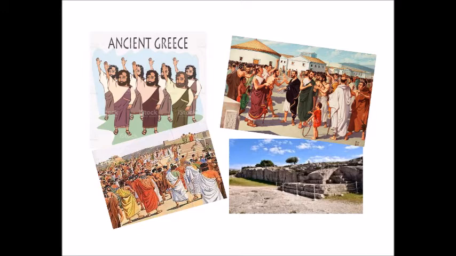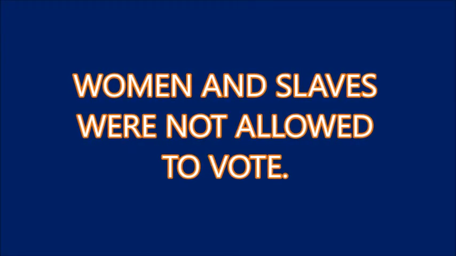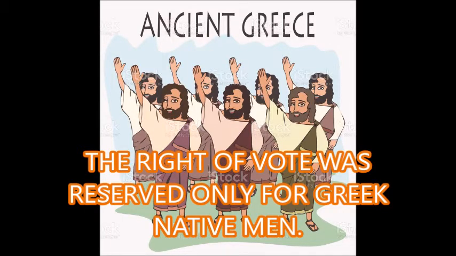Have you noticed that there are only men in these pictures who seem to be voting for election? In ancient Greece, about 10,000 free men used to go to a flat piece of land called Pnyx, which was outside the city of Athens. They used to discuss laws and vote there. The women and slaves were not allowed to vote in ancient Greece. The right to vote was reserved only for Greek native men.